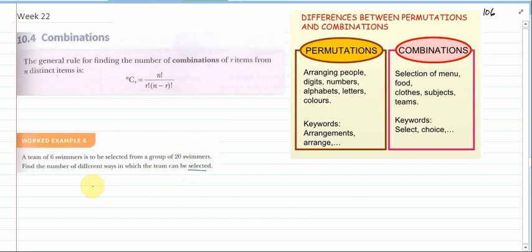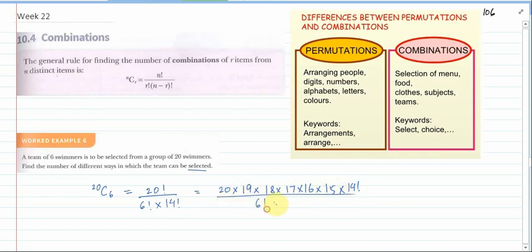So we are going to apply the working formula, which is 20 combination 6. You can find the value from the calculator, or expand the formula: 20 factorial divided by 6 factorial into (20 minus 6) which is 14 factorial. We can simplify it: 20 into 19 into 18, 17, 16, 15 into 14 factorial divided by 6 factorial into 14 factorial. With the help of a calculator, 20 combination 6 gives 38760. So there are 38760 ways to select 6 swimmers from a group of 20 swimmers.